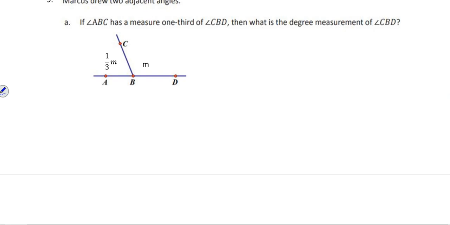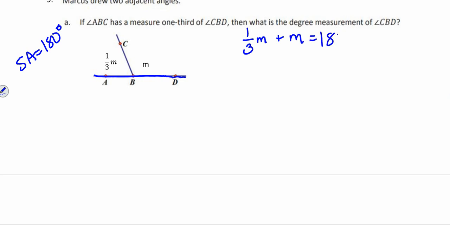Well, we were lucky. We actually were given a straight angle here, this straight angle right here. A straight angle has 180 degrees. So that means angle ABC plus CBD should equal 180 degrees. So 1/3 M plus M equals 180 degrees.